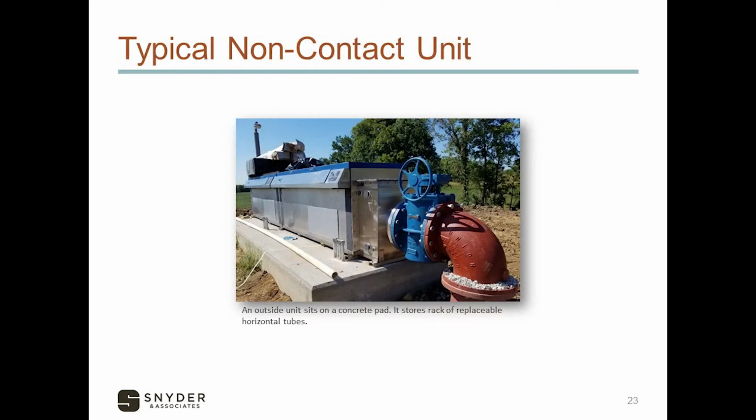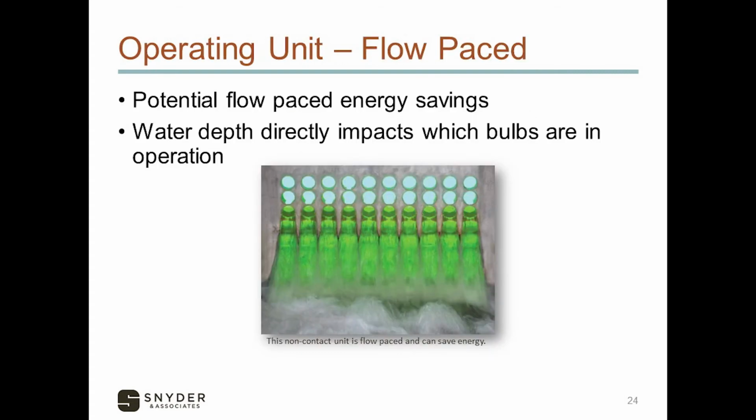Here happens to be a typical non-contact horizontal unit, and you can see that it is simply installed on a concrete pad, and it actually sits outside. Here you can see, much like the horizontal contact units, the UV tubes are in racks, and you can pull a rack and change the rack or its tubes and put it back in place. You can see one in operation in this photo, and you can see the water in this case is only coming out of the bottom few tubes. So there's no real reason to turn the UV on above about the second tube. Therefore, we can save some energy.